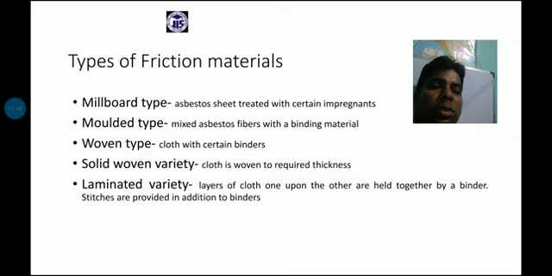And the last one is a problem on the multiple plate clutch. As I told you, for the multiple plate clutch and single plate clutch, both the numerical and the design process will be the same. The only main difference is the number of pairs of contacting surfaces, so just see the total number of pairs of contacting surfaces as explained in the problem.